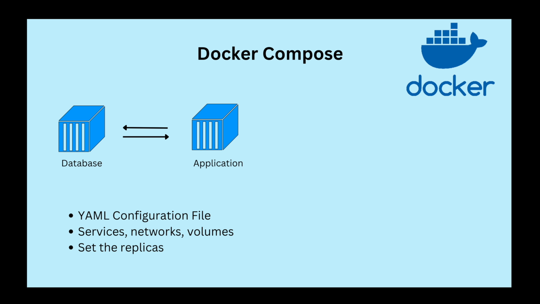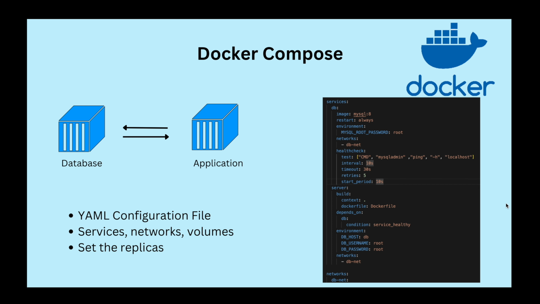So what is Docker Compose? It is simply a YAML configuration file which contains the list of resources you need to create to deploy your application successfully. In this one, you can mention the list of containers that you need, the list of networks that you need to connect your containers, and also the volumes. You can even set the number of replicas you need for a particular container. This means you can scale up or down your application as per your requirement.